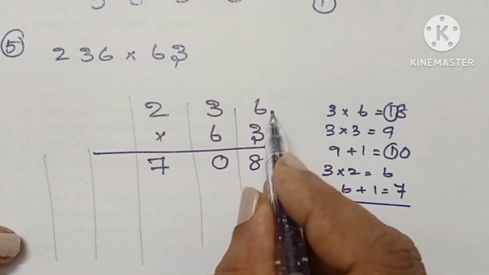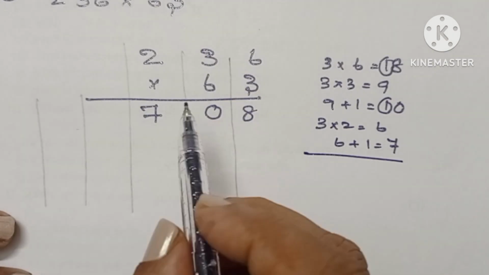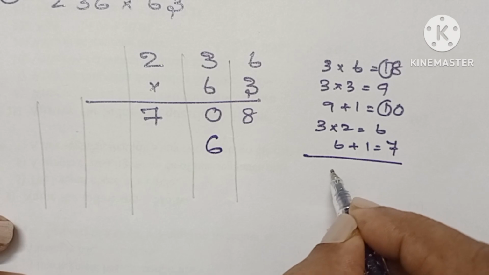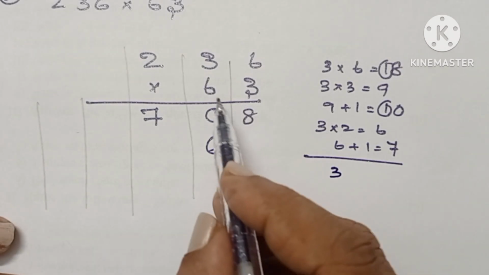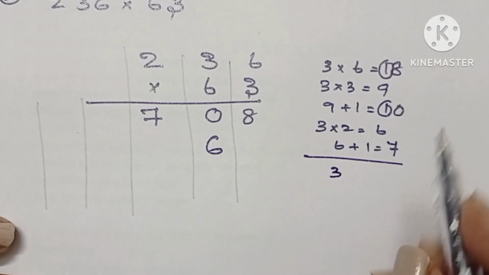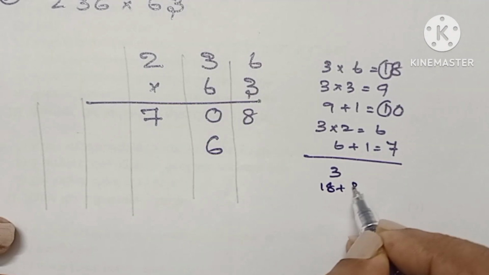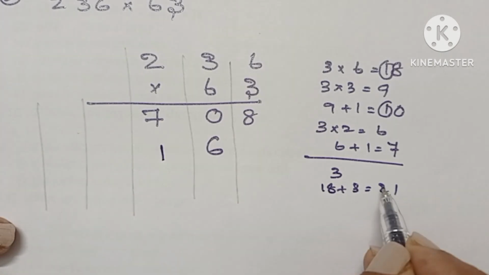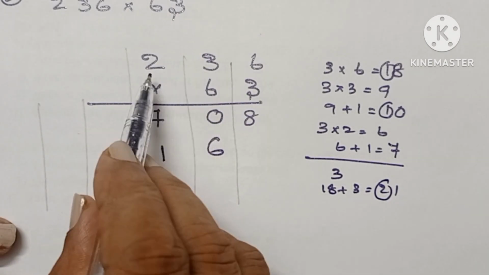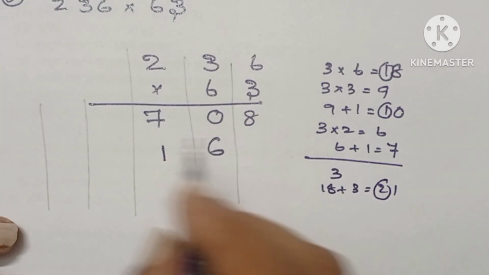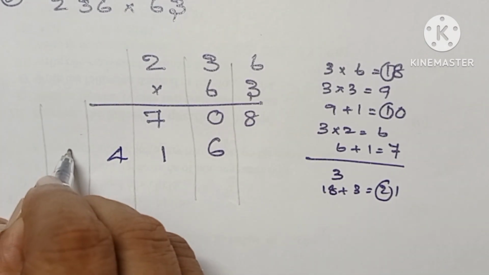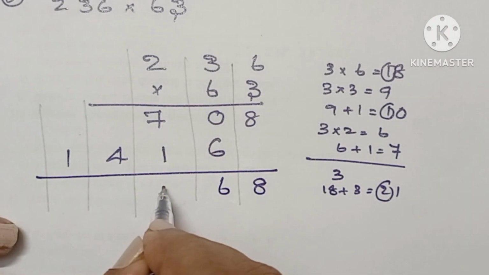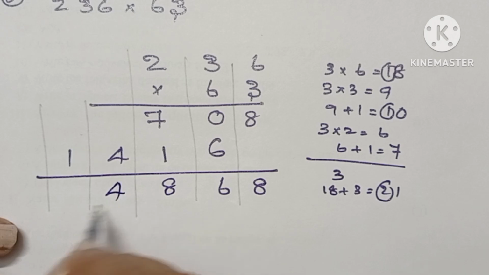After that, 6 into 6, 36. 3 is the carryover. 6 3s are 18. 18 plus 3, 21. 1 we are writing. 2 is the carryover. 6 into 2, 12 plus 2, 14. Adding 8, 6, 8, 4, 1.